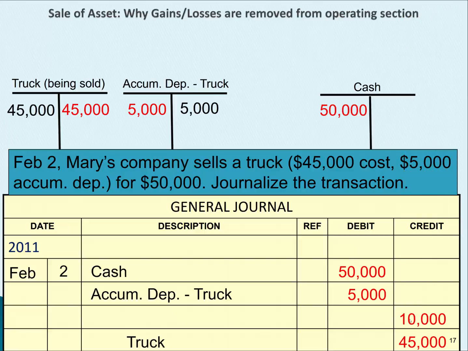And earlier we said that was a gain. We know that because the truck was worth 45 minus 5, so $40,000 for the truck. We received $50,000 for the truck that was worth $40,000, so that is a gain. Another way you can tell that this is a gain is if the balancing amount is a credit, gains are like revenues. They have a normal balance of a credit. If it was a loss, it would be over here as a debit because losses have a normal balance of a debit just like expenses do.